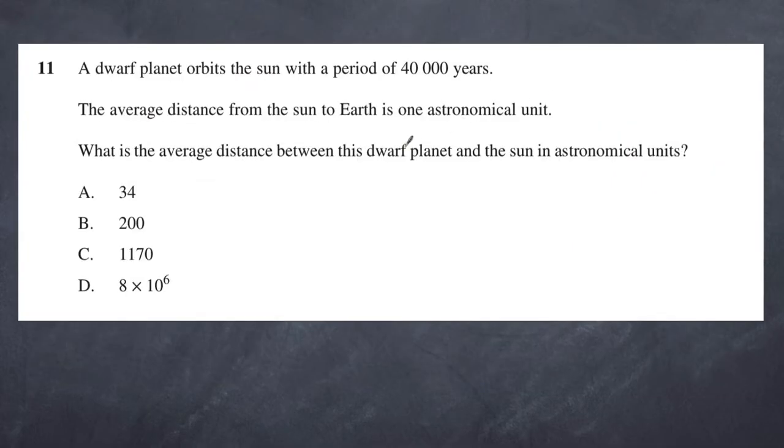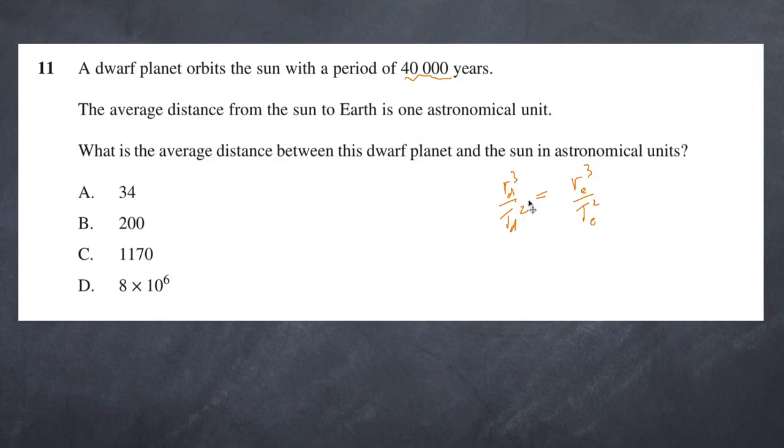Question 11, a dwarf planet orbits the Sun with a period of 40,000 years. The average distance from the Sun to Earth is 1 astronomical unit. What is the average distance between this dwarf planet and the Sun in astronomical units? So this is again a Kepler's third law problem, which says that r cubed over T squared is going to be the same value for any other object orbiting a common structure, so in this case orbiting our Sun. So this is going to be our dwarf planet, this is going to be our Earth.